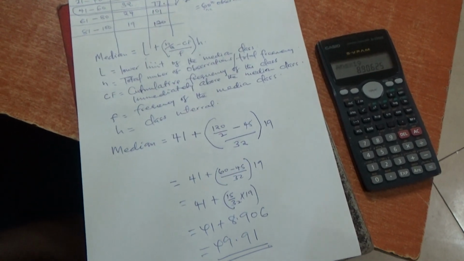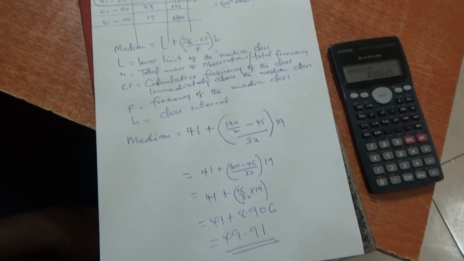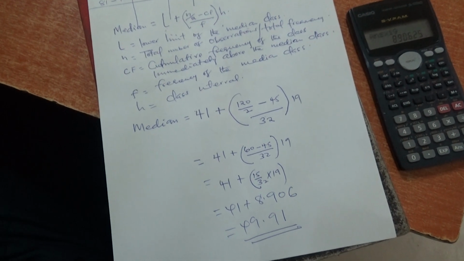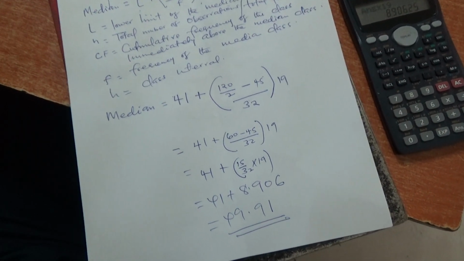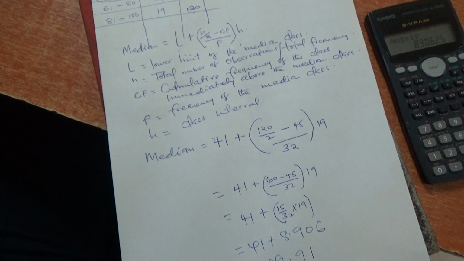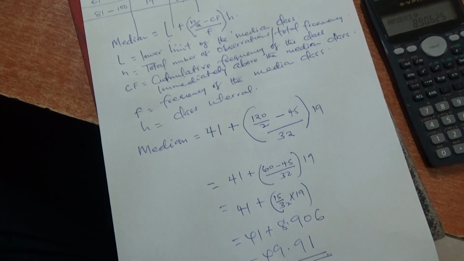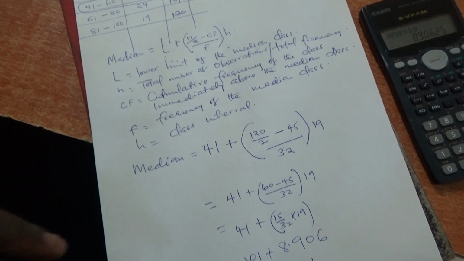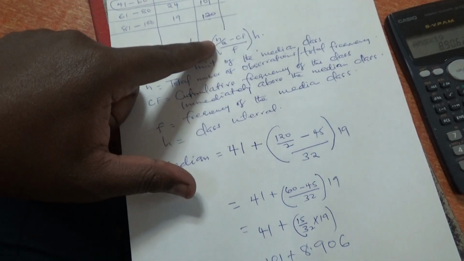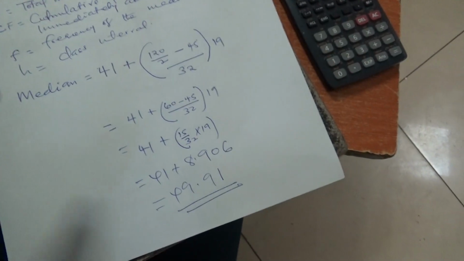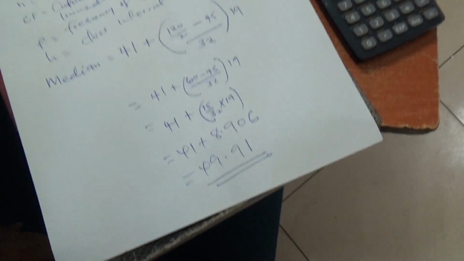Just take your time, go through it again, and you will understand it better. If you are finding the median, you have to come up with a cumulative frequency column, and you must know how to identify the median class. And lastly, you have to know what L, N, CF, F, and H mean. Then you substitute, and you get your answer, and that is how it's done.